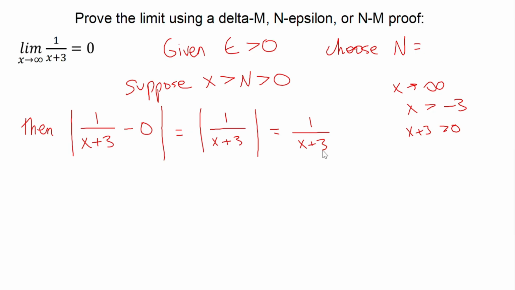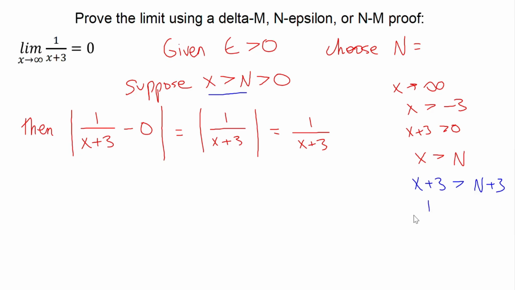So now that we have that the absolute value of 1 over x plus 3 is just equal to 1 over x plus 3, we should be able to find a relationship between 1 over x plus 3 and n, right? Because we know that x is greater than n. That was written out for us at the beginning. x is greater than n, which means that x plus 3 must be greater than n plus 3. We just add 3 to both sides.